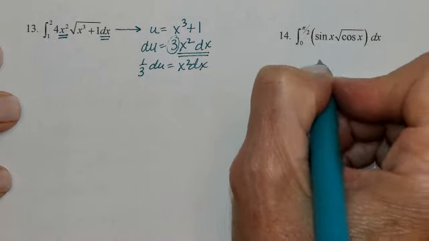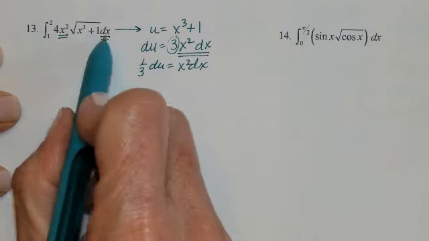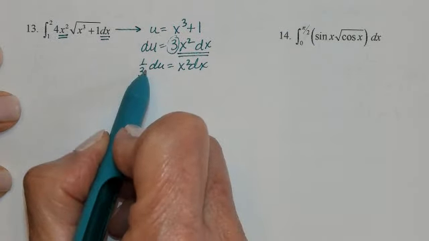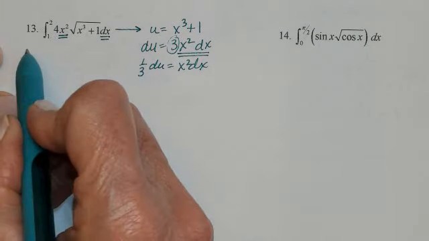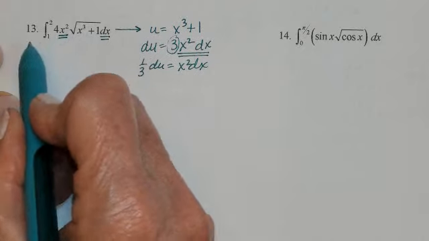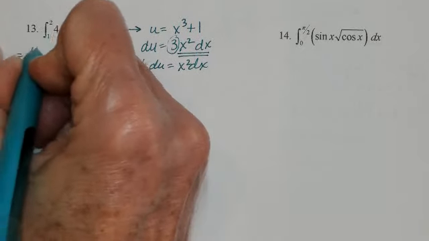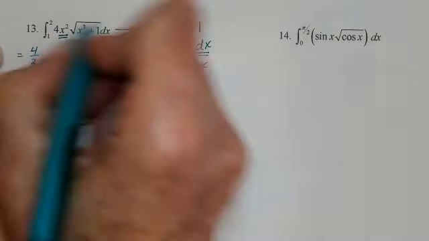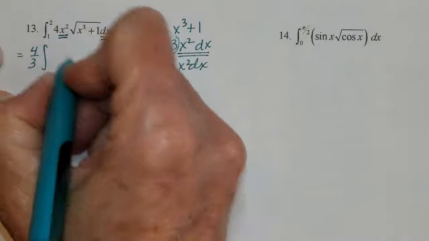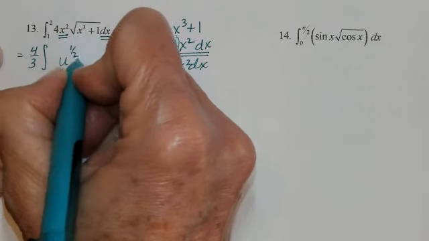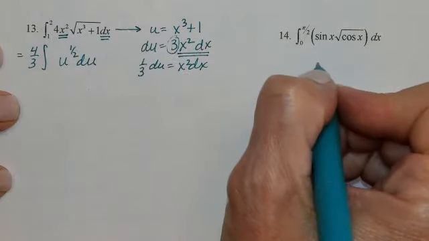Okay? So in place of the x squared dx, I'm putting 1/3 du. So I'm going to take the 1/3 out, and I think I'm going to take the 4 out as well. So I'm taking that 4/3 out. And then I'll have u to the 1/2 du. Okay?